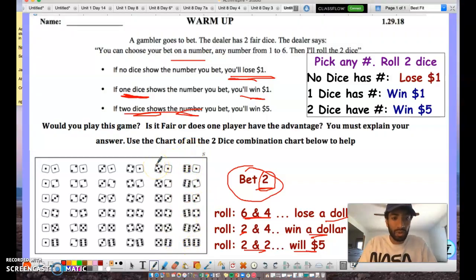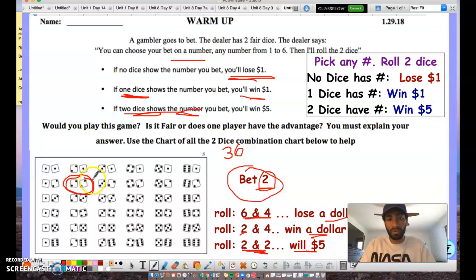So I'll give you a little hint. Situation C, you win $5. How many times can you roll a 2 and a 2, or the same number twice? Well, it looks like you can only get that situation one time. How many total situations are there? Combinations? Well, it's 6 by 6, so that would give me 36 total combinations. So what's the probability of rolling the same number twice?